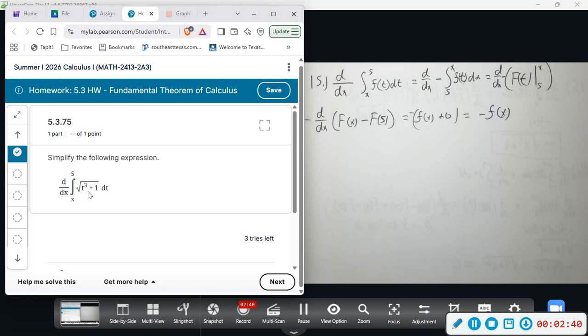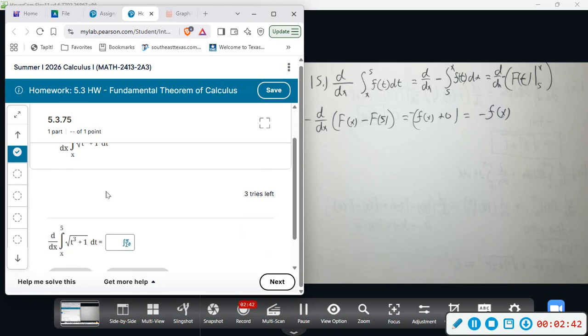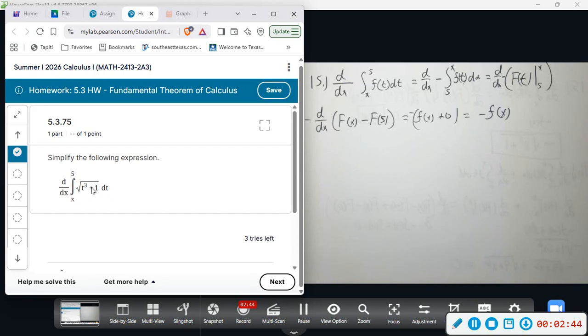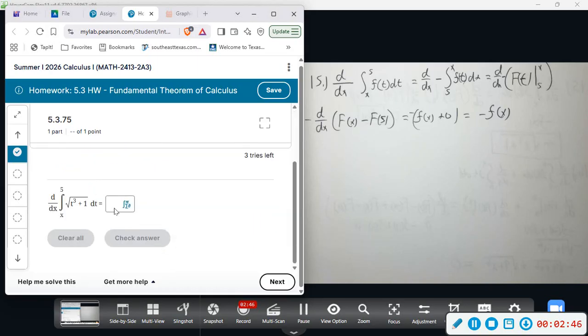So if this is f of t, I'm just going to replace that with x cubed plus 1, and it'll be a negative out front. Negative square root of x cubed plus 1.